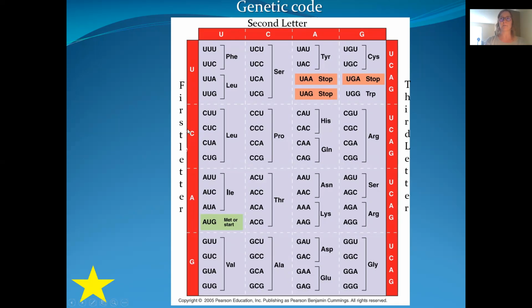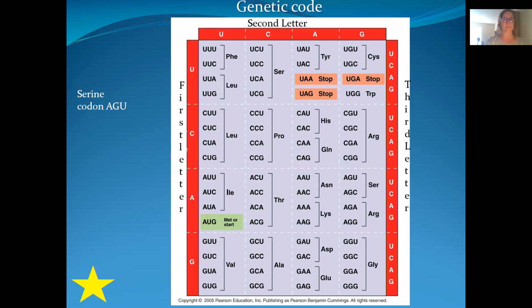All right, so looking here, the first letter is C. We go to this box here, the second letter is C, so everything is CC. And then this is CCU, CCC, CCA, and CCG. Now there's a question on the quick check about the code for serine.